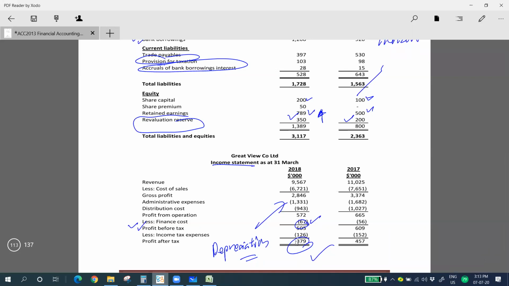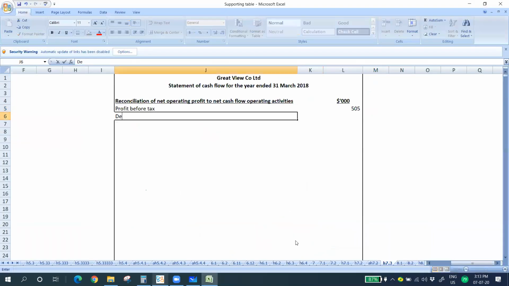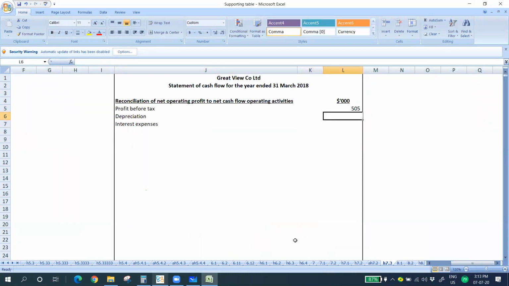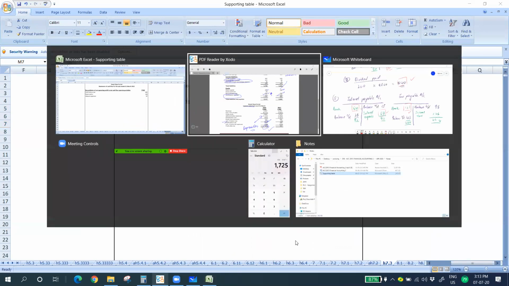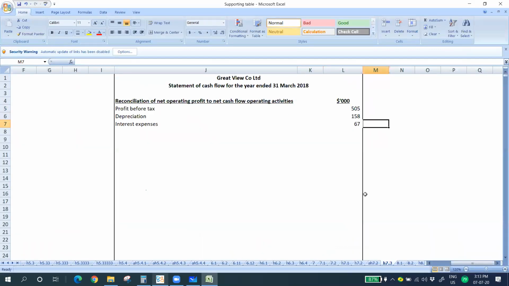Next, we adjust for non-cash transactions, which are your depreciation and your interest expenses. Your depreciation is 158 and 67 for your interest expenses. All right. After that, we adjust the working capital. Let's take a look at the statement of financial position.